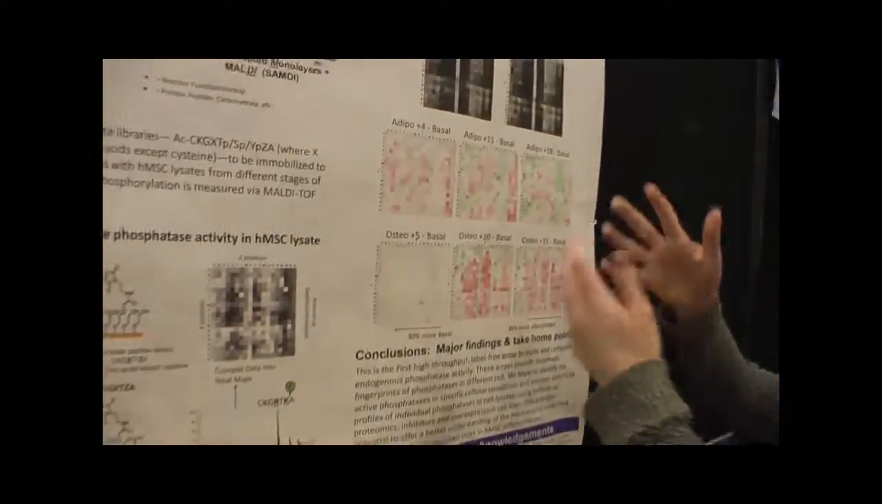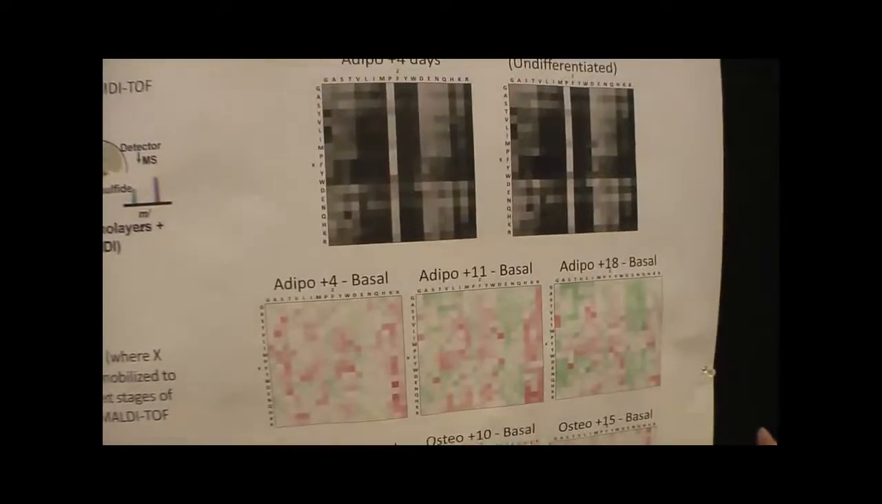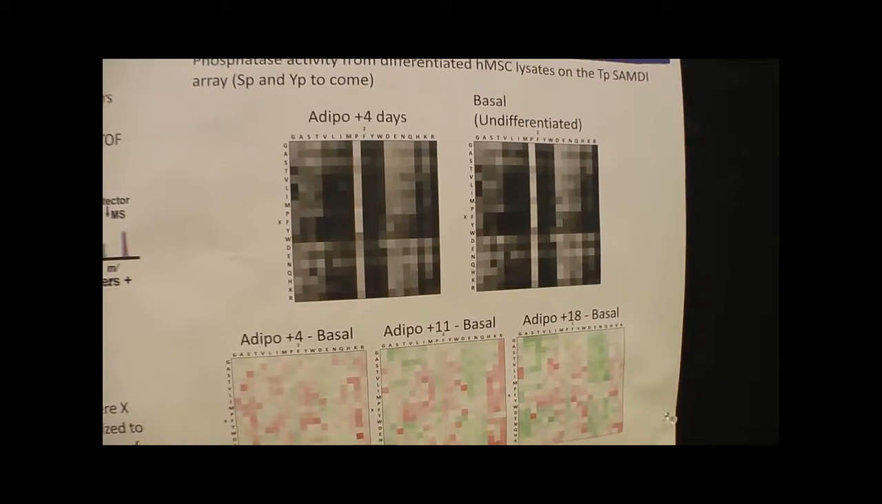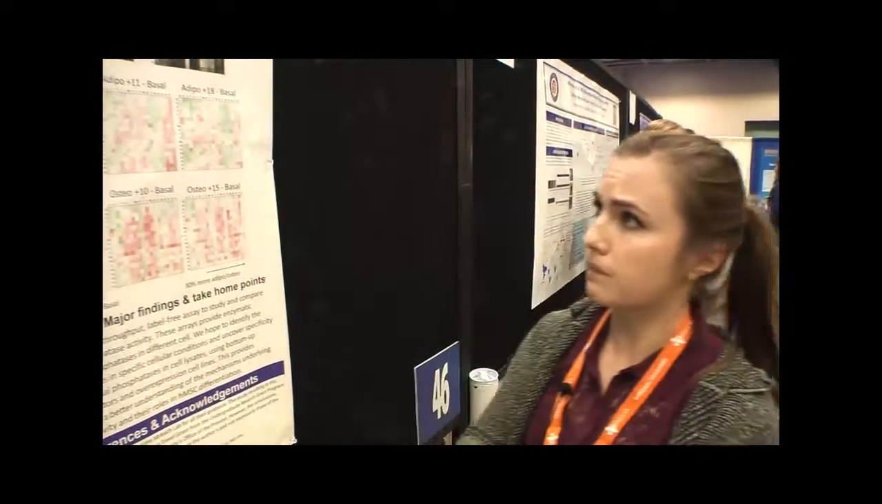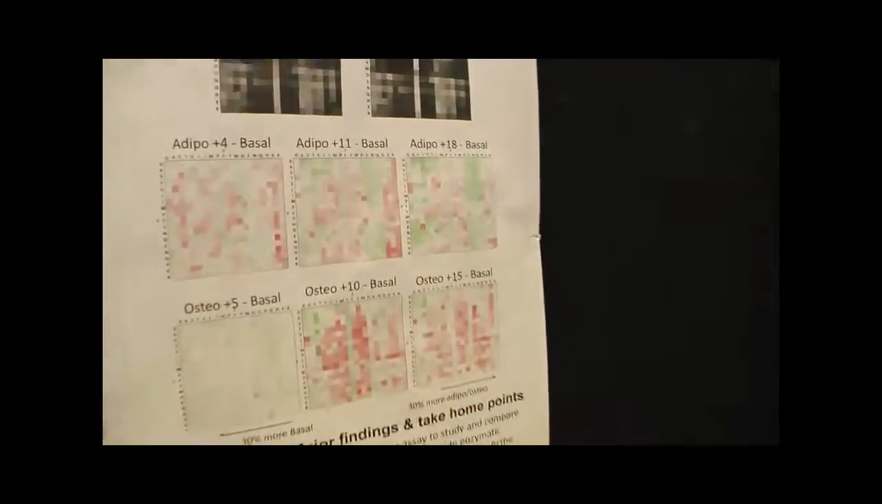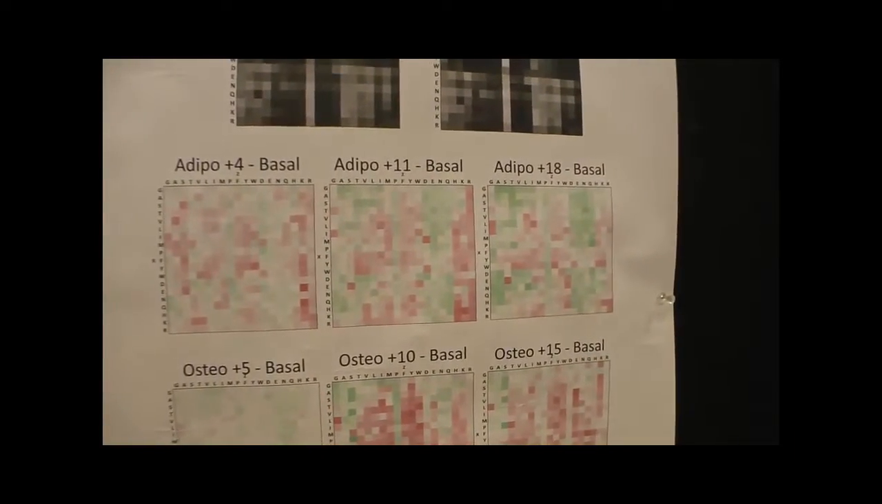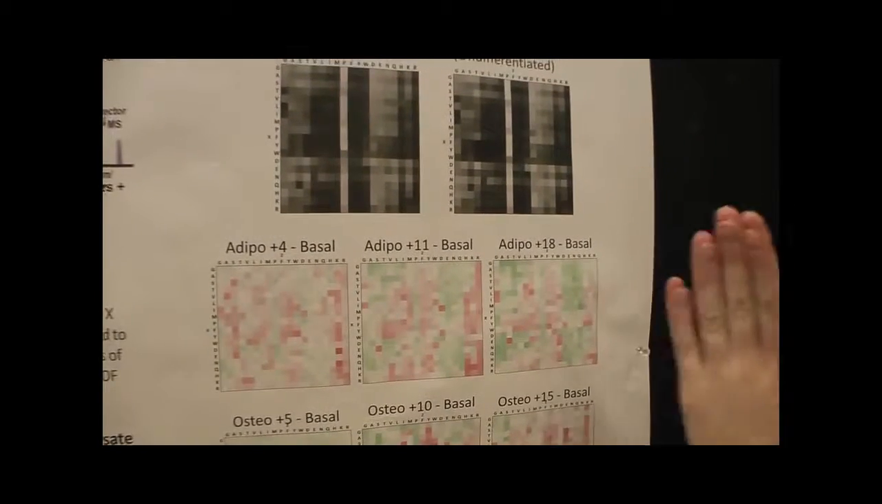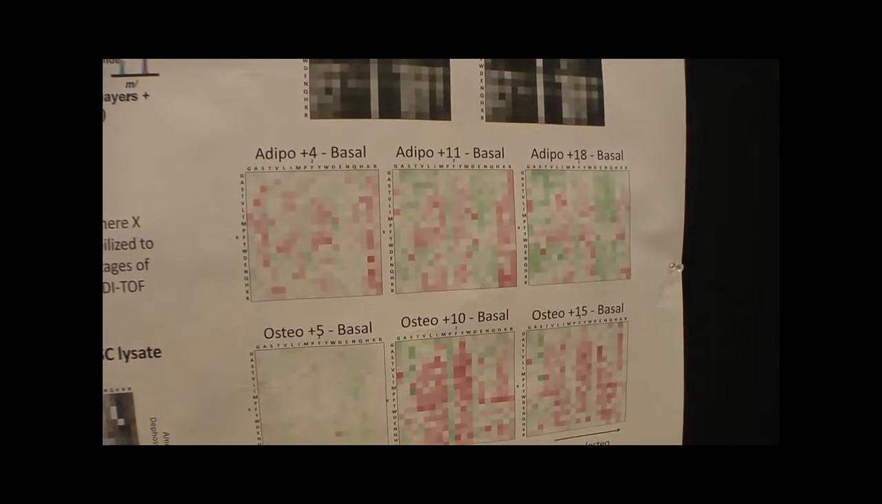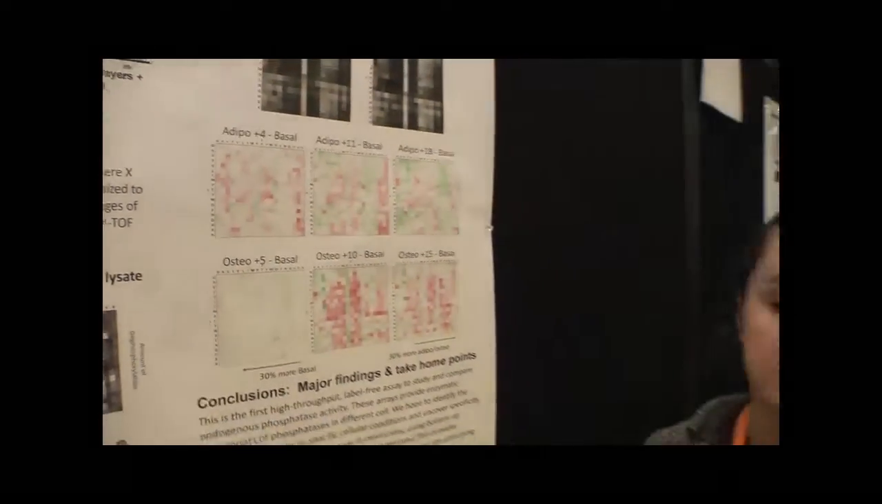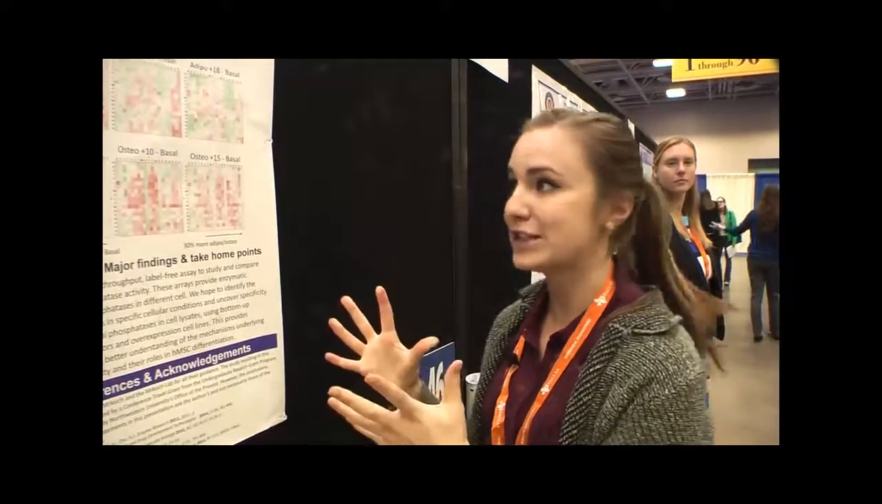You can see these are our results, and what we did was we had undifferentiated cells, and then we differentiated the cells into osteocytes and adipocytes, which are bone and fat cells. Through the differentiation and the changes in the cell, we subtracted the 2 heat maps to see which ones are regulated. If it's more red, it means there was more phosphatase activity in the undifferentiated cell. And if it was more green, it means more phosphatase activity in the differentiated cell.